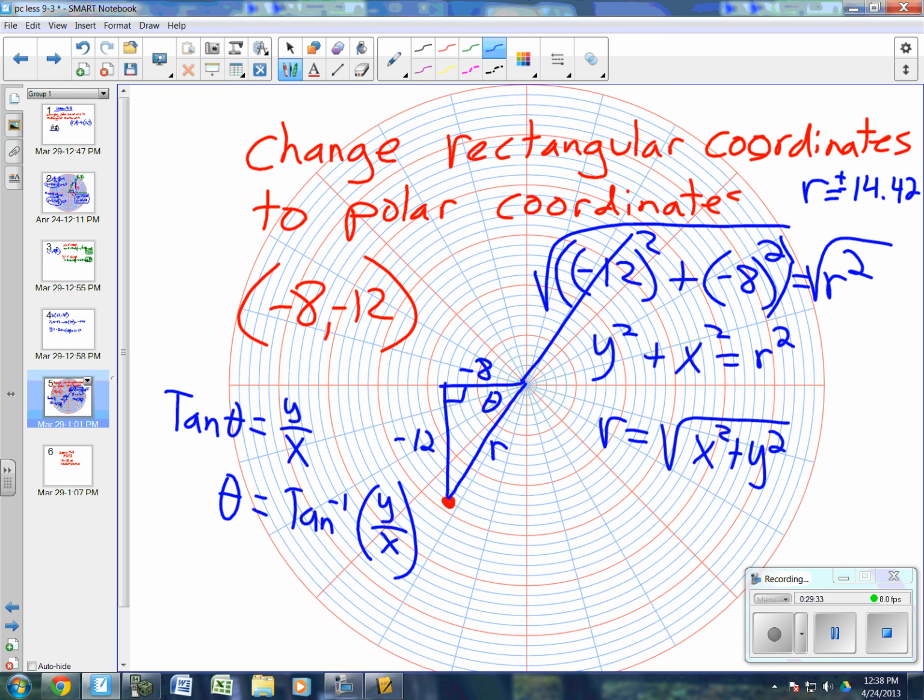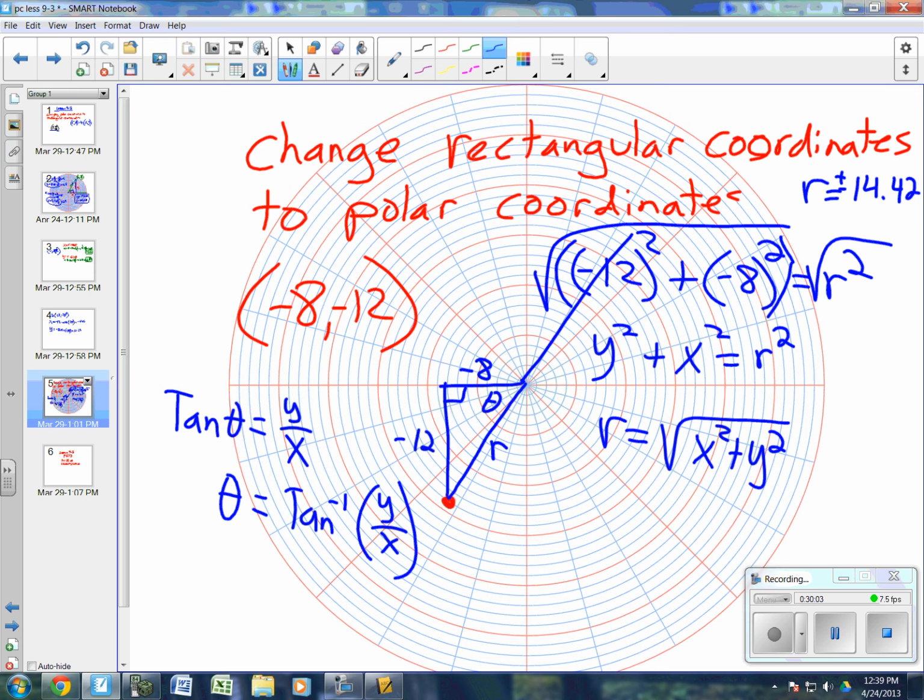So to find theta, all I have to do is the tangent inverse of y over x. Now, here's one thing about it. Tangent inverses won't give you angles in the second or third quadrants. Remember, it only gives you angles in the first and fourth quadrant. Remember that from when we learned about tangent inverses a while ago? So what we're looking for right here is an angle in the first quadrant.